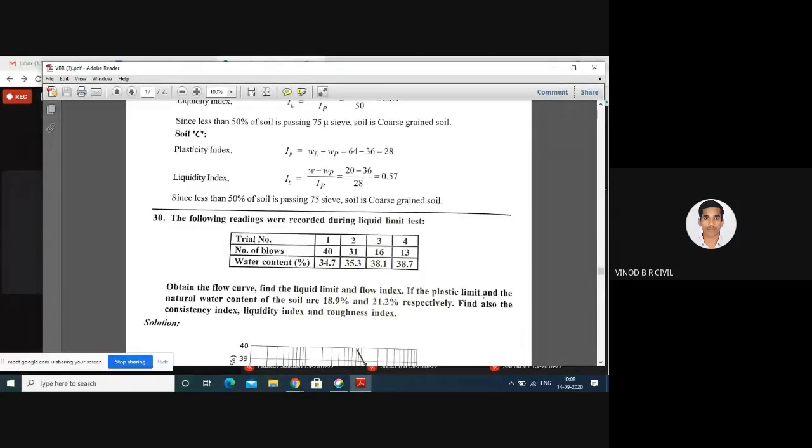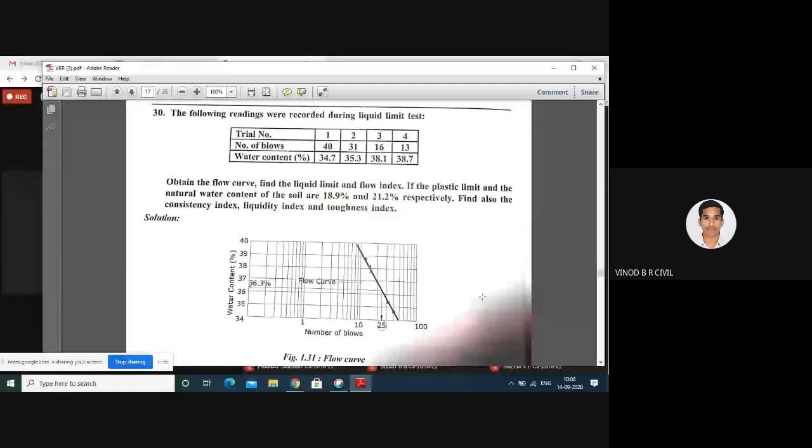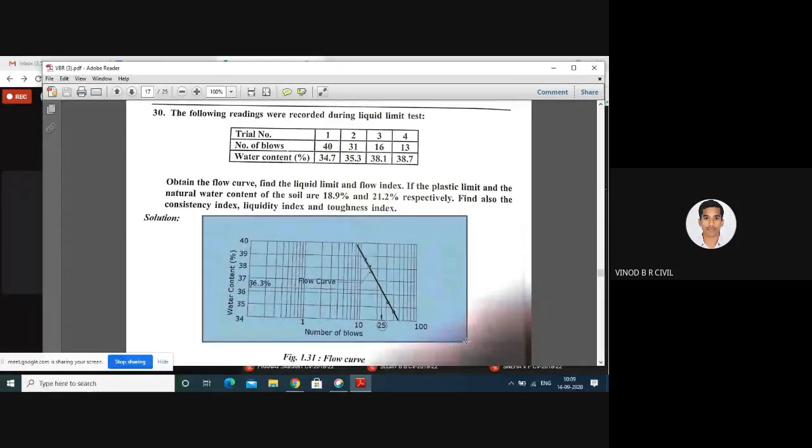First, use a semi-log graph sheet. If it is possible, please bring the semi-log graph sheet. Otherwise, from tomorrow onwards, when you start the geotechnical engineering class, please bring a semi-log graph sheet and a centimeter graph sheet. Sometimes we use the graphs, sometimes not, but your duty is to bring both. This is the semi-log graph sheet.